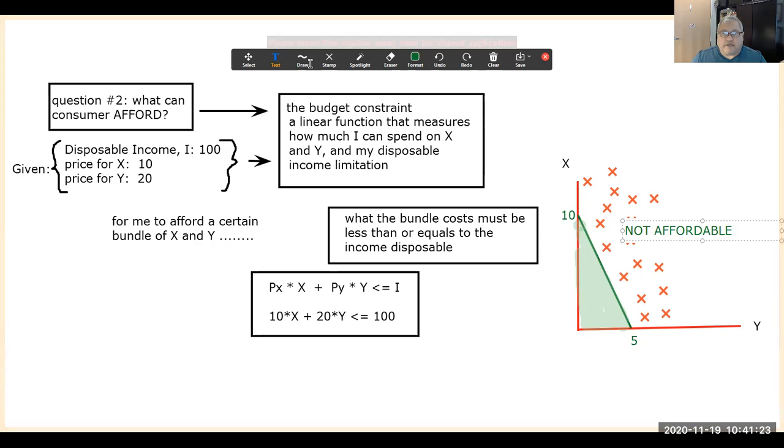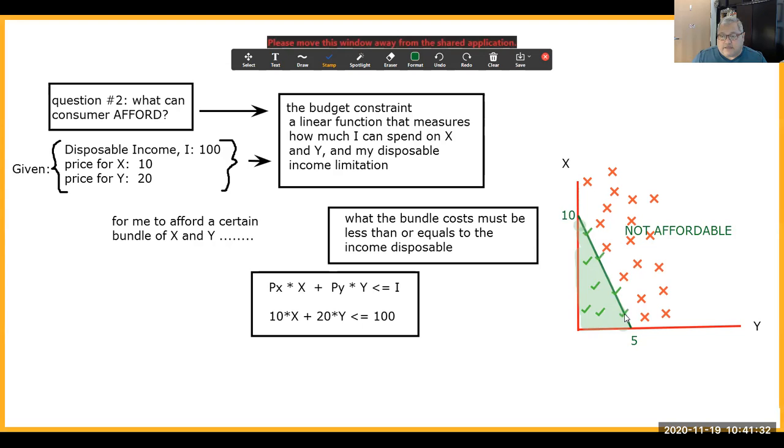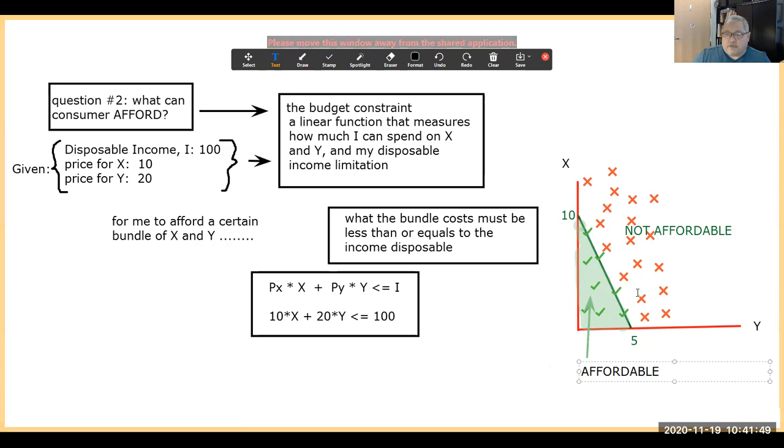And then all the budget points within where these check marks are, inclusive of points right on the line itself, all those points are called affordable. Another word that we employ sometimes to describe the check marks are feasible consumption bundles, and the red X's would be called infeasible or not feasible for purposes of decision making.